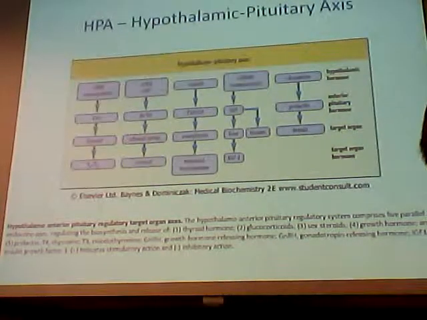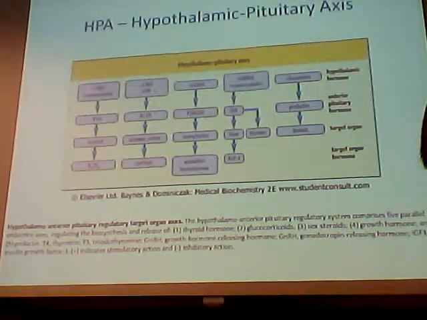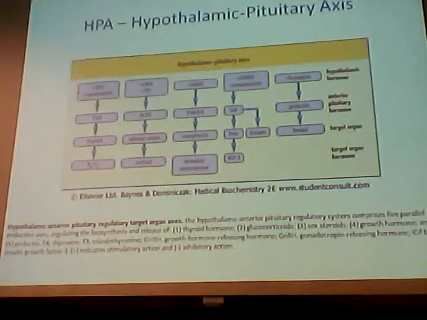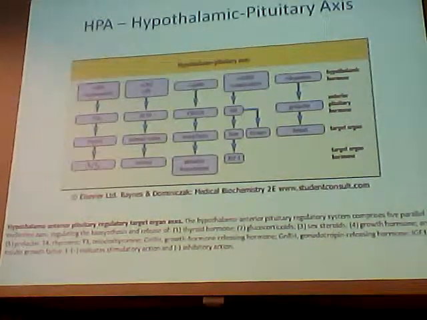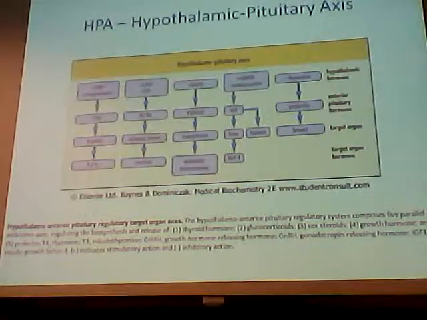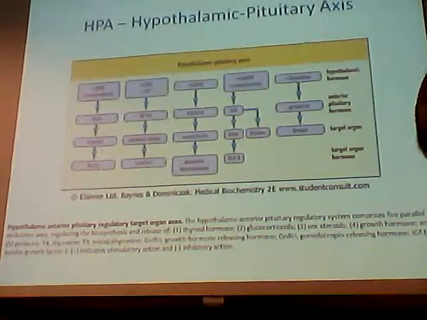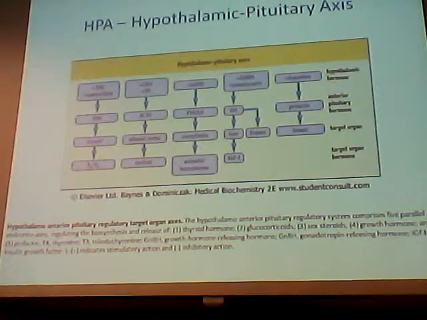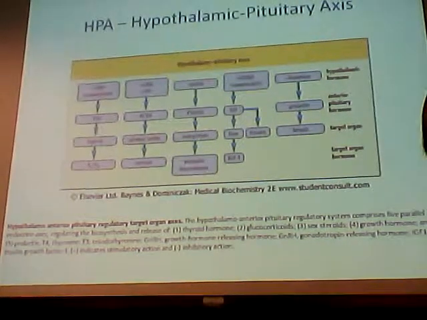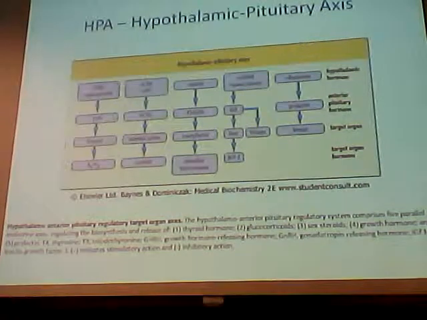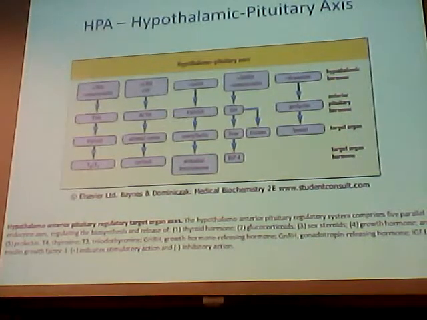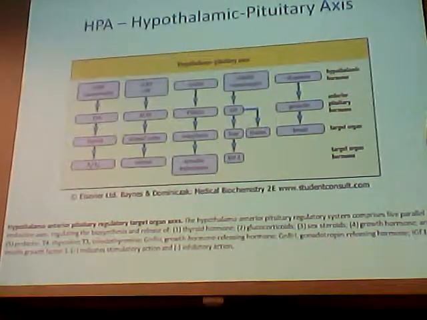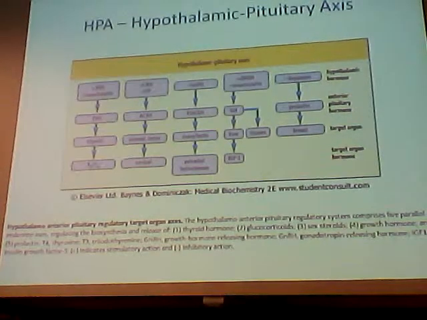ACTH stimulates the adrenal cortex to make cortisol. FSH and LH stimulate the ovaries and testes for secondary sex characteristics, with estrogen, testosterone, that kind of thing. Growth hormone can stimulate the liver to produce insulin-like growth factor, that's the IGF, or act on tissues directly. It can tell the tissues to grow themselves. And then prolactin is secreted by the breast for milk production.